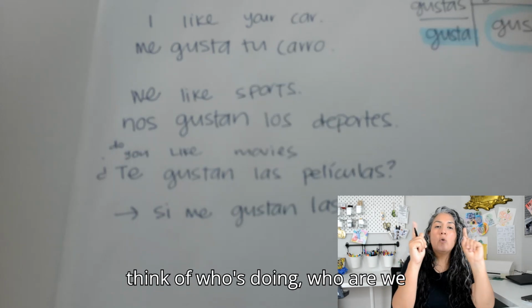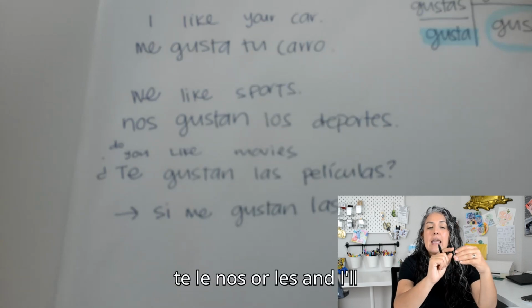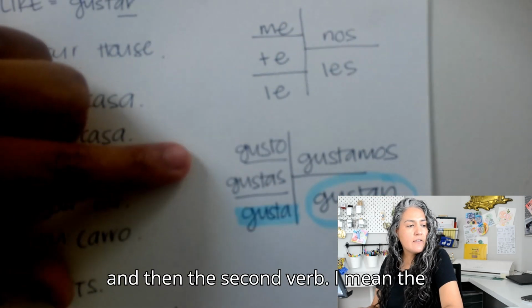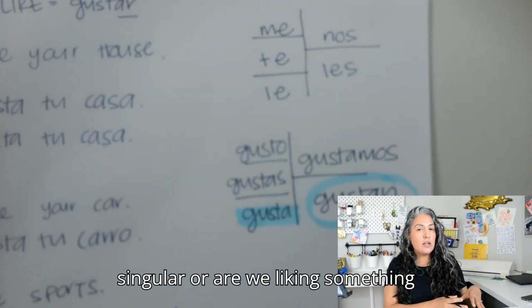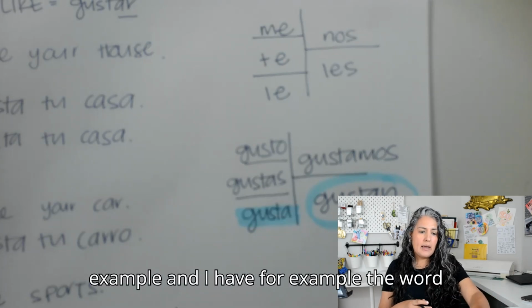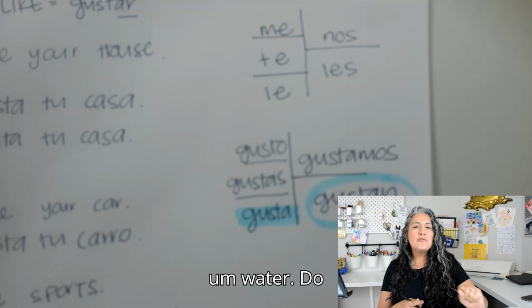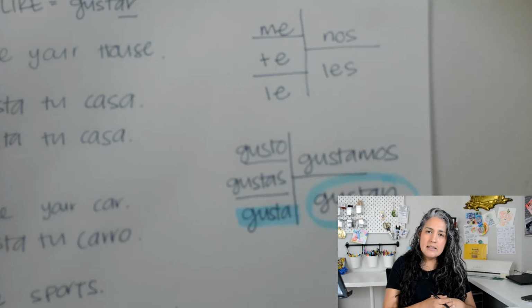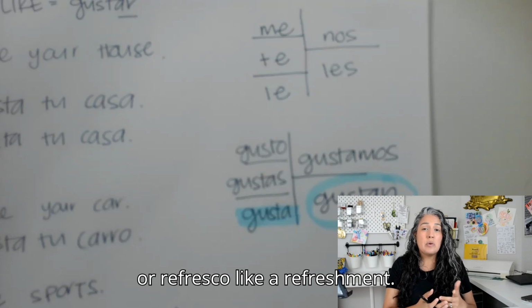So we really need to think of who are we pleasing by saying me, te, le, nos, or les, and I'll put it again right here. First step. And then the second step. Are we liking something singular or are we liking something plural. So let's do one more example. And I have, for example, the word water. Do you like water or do you like soda? So let's think. Water is agua. Soda is, it could be soda or refresco, like a refreshment.